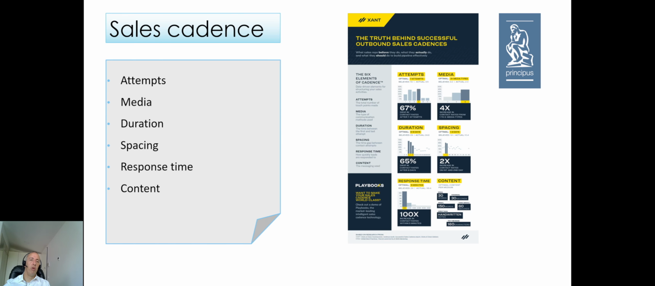To be in a position to really utilize the power of technology, either as support for your outreach activities or simply to use sales engagement platform in the best possible way, it is important to get your sales cadence right. You should find the best combination for areas like attempts, media, duration, spacing, response time, and content.